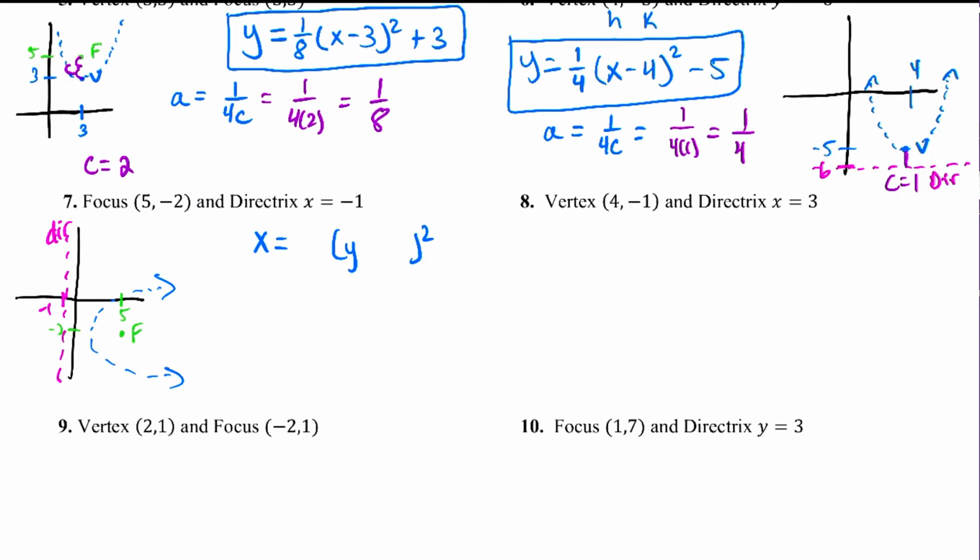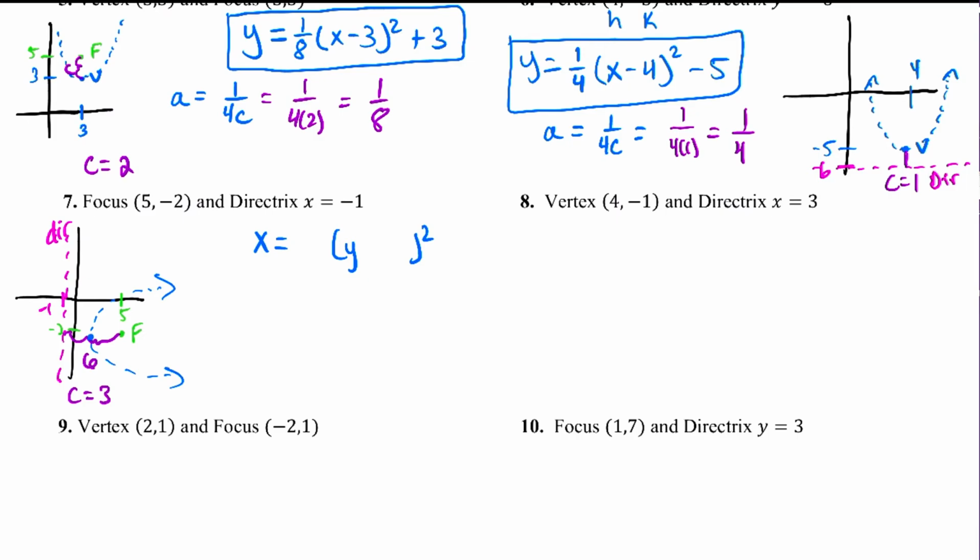So to do that, I'm going to count the distance from the directrix to the focus. So if I'm going from -1 to 5, that distance is 6. And then I need half of that since the vertex is directly in the middle. So if I take half of 6, that means that my c value is 3. And then I'm going to pick either the focus point or the directrix, and I'm going to count 3 towards the other one. So I'm going to pick the focus, and I would count 3 this way.